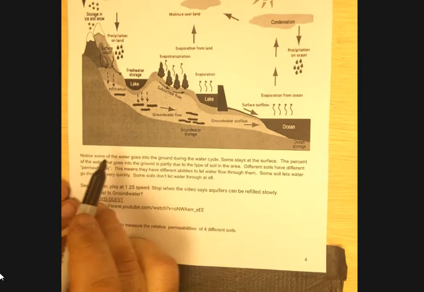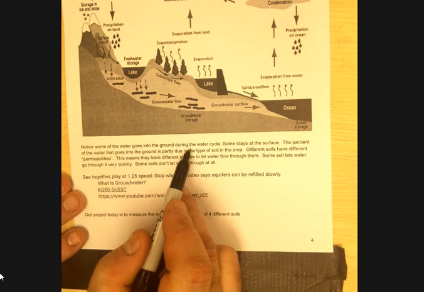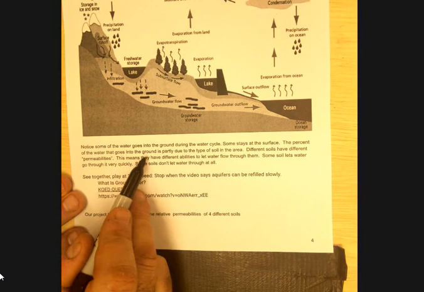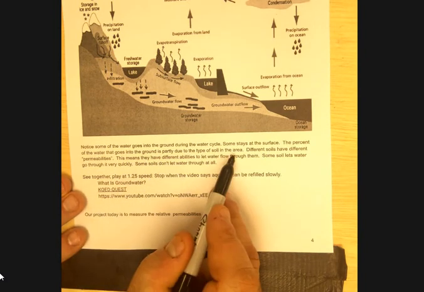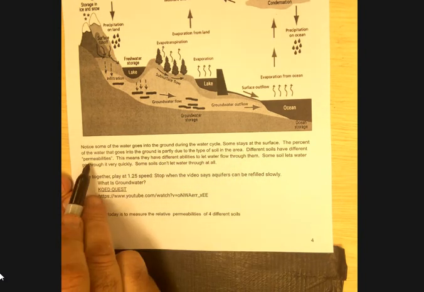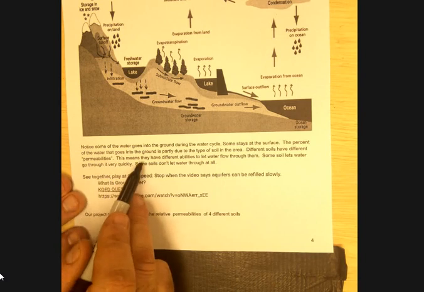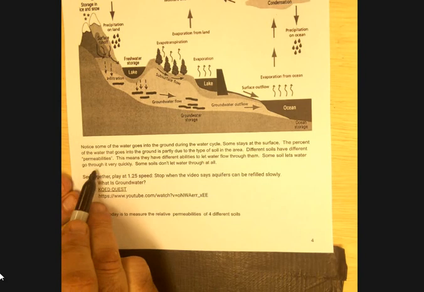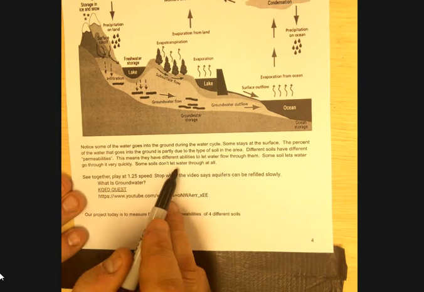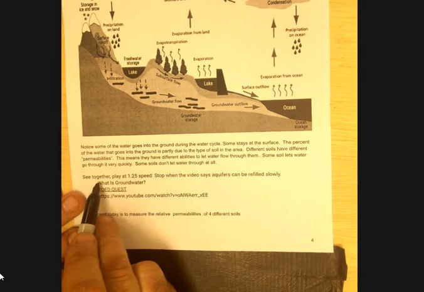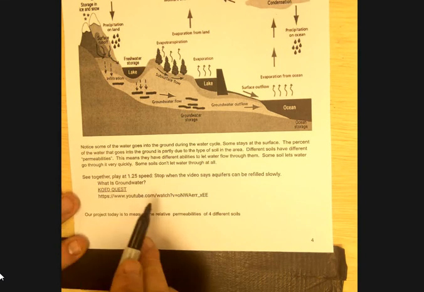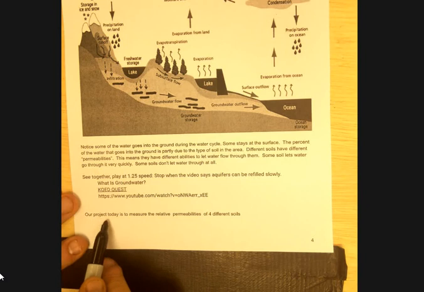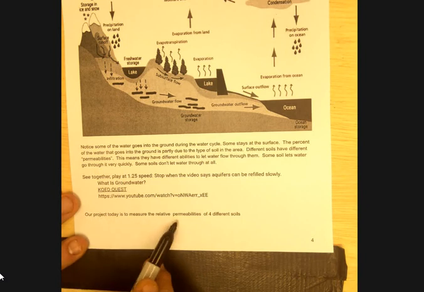Alright, so notice that some of the water goes into the ground during the water cycle. Some of it stays at the surface. The percent of the water that goes into the ground is partly due to the type of soil in the area. Different soils have different permeabilities. This means they have different abilities to let water flow through them. Some soil lets water go through very, very quickly. Some soils don't let water through it at all. So we're going to see this video here next, and then we're going to do a project which is to measure the relative permeabilities of different soils.